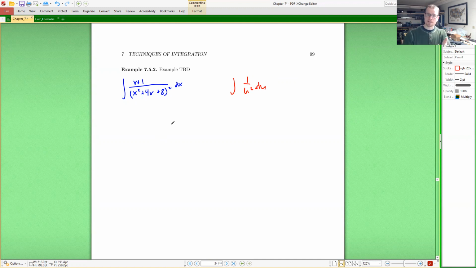So you check for it. Derivative of x squared is 2x. Derivative of 4x is 4. So the numerator would have to be a multiple of 2x plus 4 because the derivative of 8 is 0, right? So we would need a multiple of 2x plus 4. But if I pull out that common factor of 2 to get x plus 2, it's x plus 2, not x plus 1. So the numerator is not the derivative of the denominator.